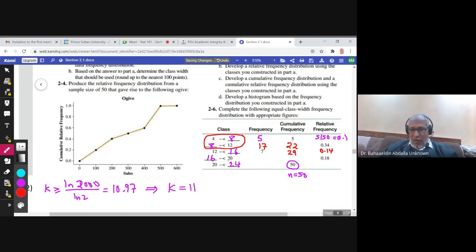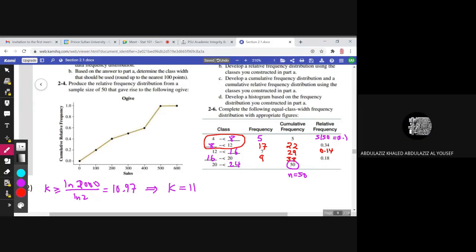In the fourth row, the fourth class, I have the relative frequency. So 0.18, I multiply by 50. I get what? 9. And you add 9 to 29, you'll get 38.